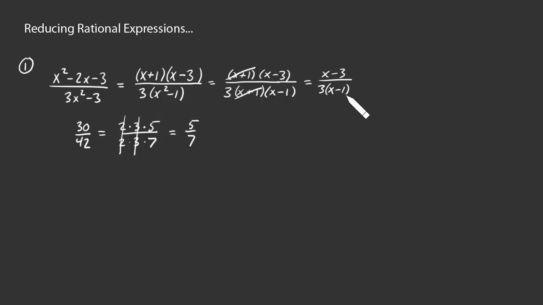If you want, in some cases, it might be useful to multiply that out on the bottom. You could say this is x minus 3 over 3x minus 3. Other cases, it's going to be more beneficial to leave it in factored form. So really, either one of those two is probably fine.